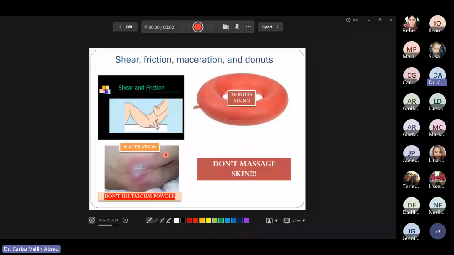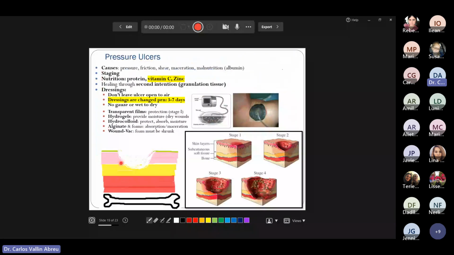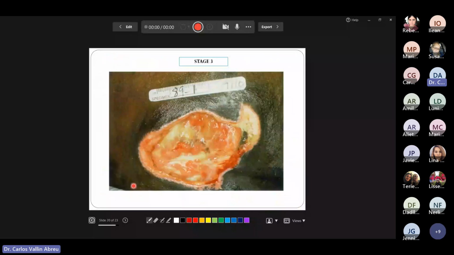Why don't you see muscle? Because the ulcer, the hole, stops in the subcutaneous. Because to see muscle, you need to go deeper. So it's so easy. The treatment of this level depends. If it is dry, they use hydrogels.